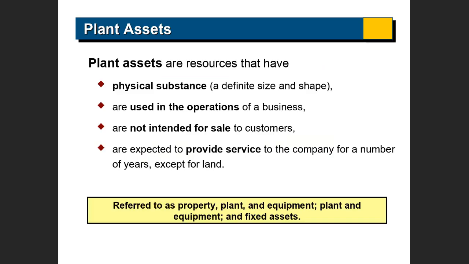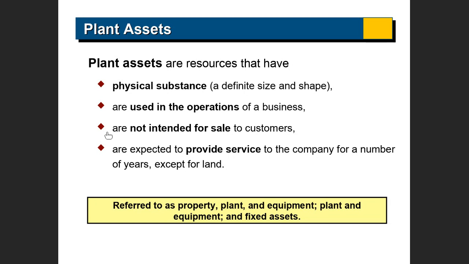The tangible assets, they're also known as property, plant, and equipment. Right? You remember this title in your financial statement: property, plant, and equipment. They're also called plant assets. They have physical substance, meaning you can physically touch it. It's a building, it's a computer, it's a truck. They're used in operations, and they are not intended for sale to customers. So this is something that you're going to use in your business to operate your business.